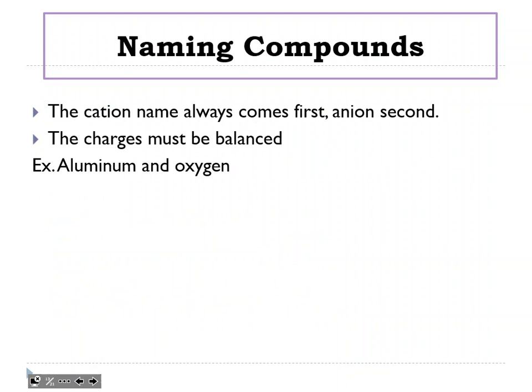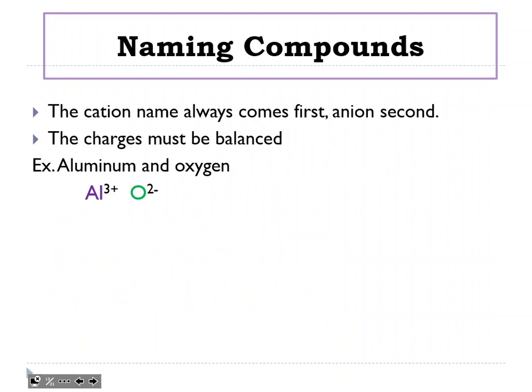So keep that in mind. The cation, the metal, always comes first in the chemical compound and in the name. It's always going to be written first. The anion, or the nonmetal, is always going to be second in the compound for ionic compounds.